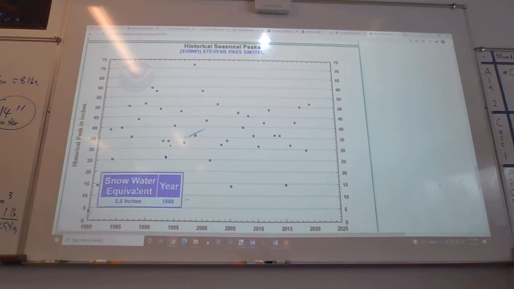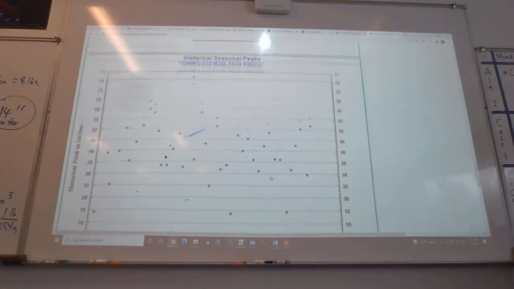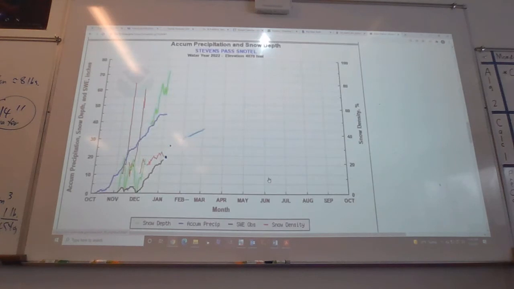Now the worst was down here. That was in 1980, I guess. Only 3.8 inches of snow is the most they ever had at Stevens. I mean, that's like this much snow. That's what Jimmy Carter being president will do to this. That's terrible. All right, so that's the record. Now this is only since 1980, but that's 40 years. Last year was pretty good. Last year was 51.8.